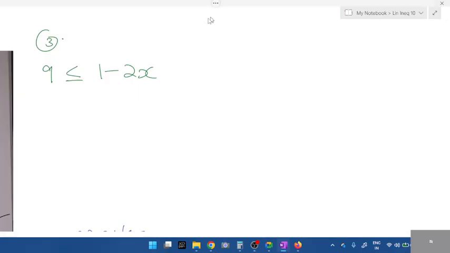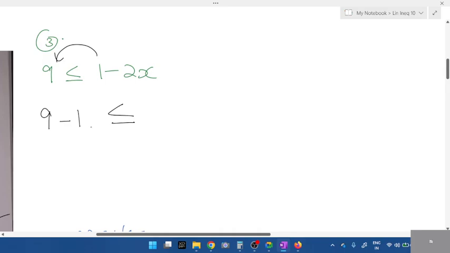If you want to find 2x, the number should be on one side, the alphabet should be on one side. This plus 1 goes to the other side, becomes what? Minus 1. Minus 2x remains as it is, right? First, 9 minus 1 is how much? 8.